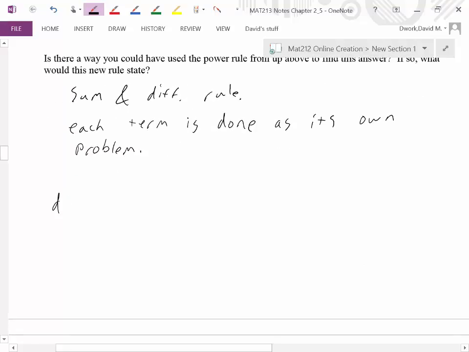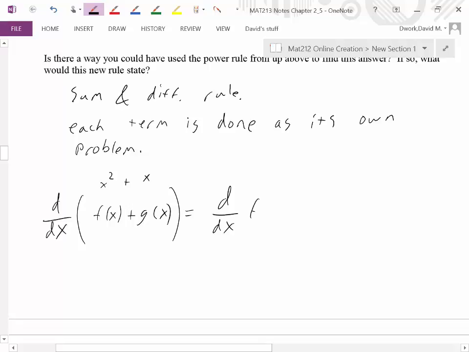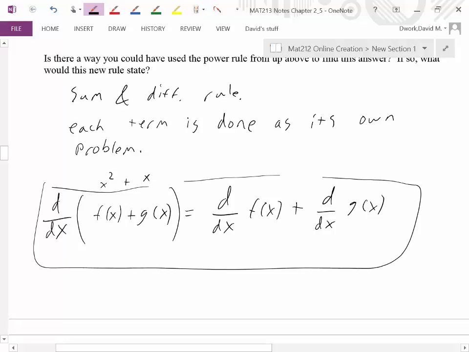So now the notation that we would use to describe this rule might look something like this. We want to do the derivative of lots of individual little functions that are separated by addition. Here this would be x squared, that would be x. And what this rule is saying is you can do them individually. We'd do the derivative of f of x, then take the answer of that and add it to the derivative of g of x. So that would be your notation for the sum and difference rule.